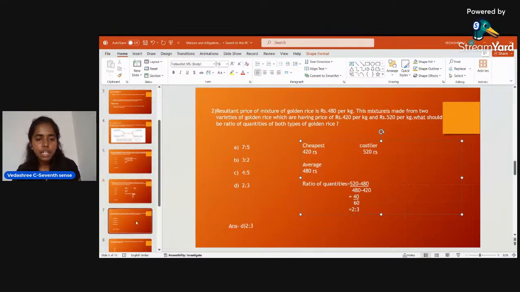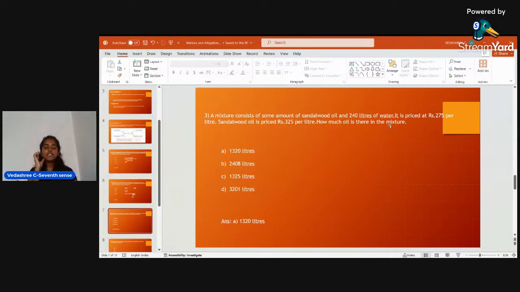Okay, we'll move on to the next problem. A mixture consists of some amount of sandalwood oil and 240 liters of water. It is priced at rupees 275 per liter. Sandalwood oil is priced rupees 325 per liter. How much oil is there in the mixture?